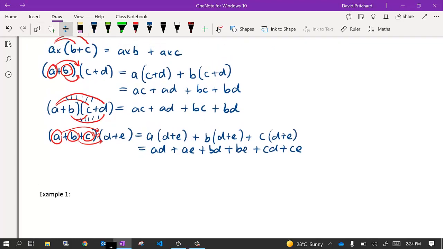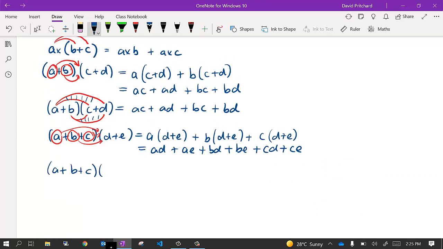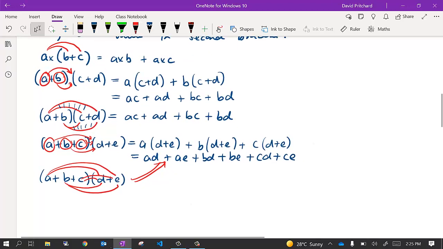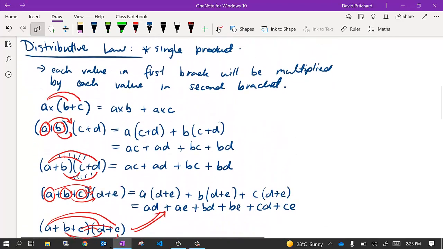What I would prefer to do would be to look at A plus B plus C multiplied by D plus E and recognize that that just means that A is multiplied by each of those values in the second bracket, B is multiplied by each of those values in the second bracket, and C is multiplied by each of those values in the second bracket, and we end up with those same products. Now, I'm relatively confident with that skill that most of you can do that pretty fluently.